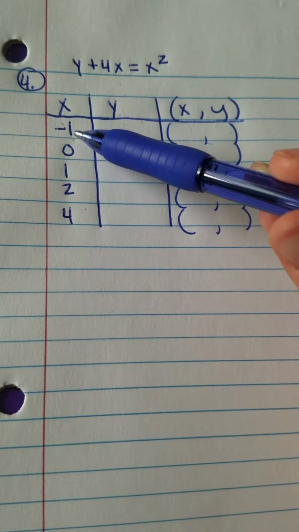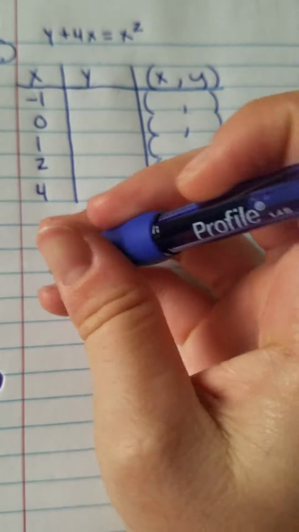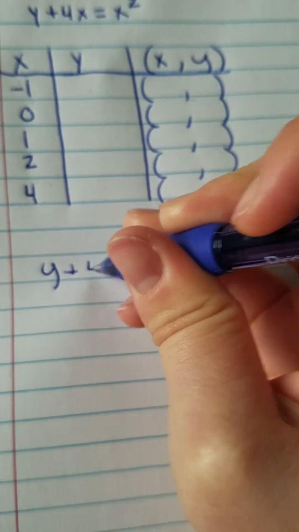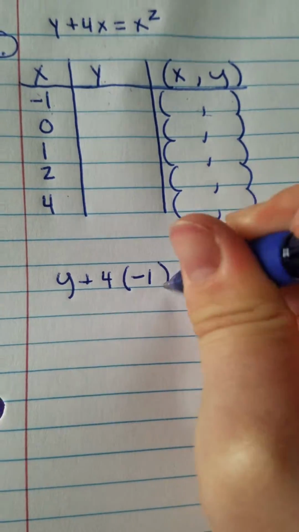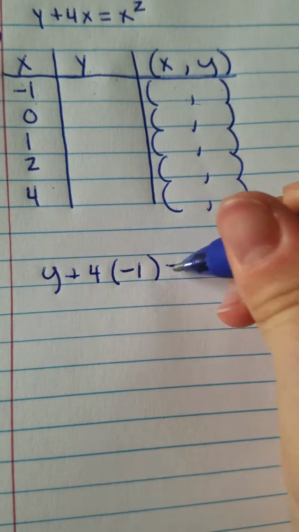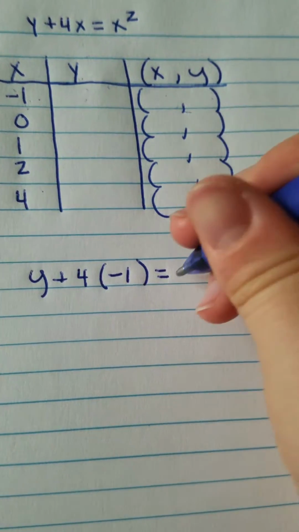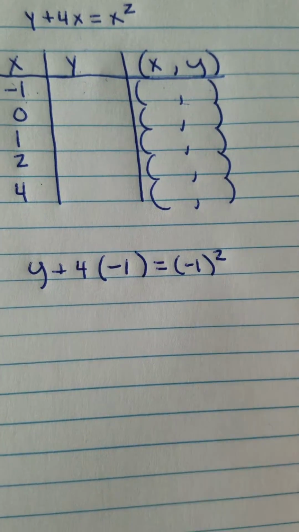So first step, plug in the x up here. So you have y plus 4 times, and then the first x, which is -1, equals, and then you have that x squared. So let's get this x, -1, and square it. All right, and then now you solve.